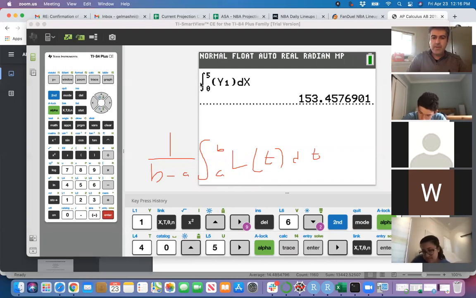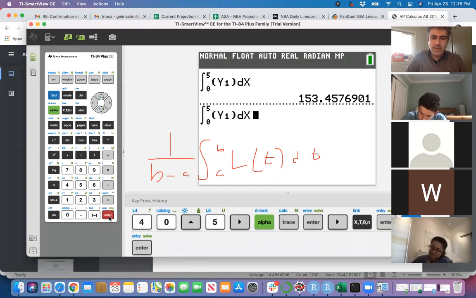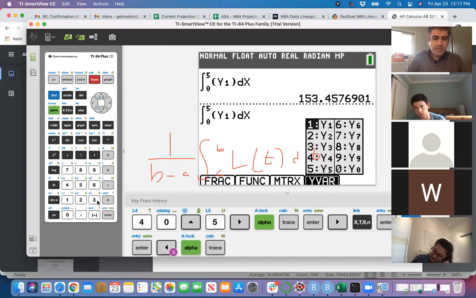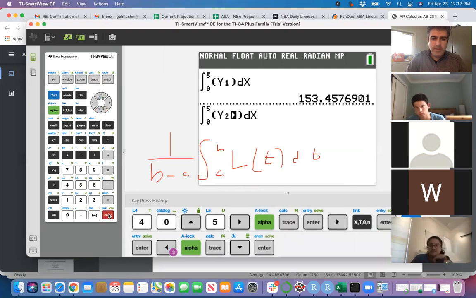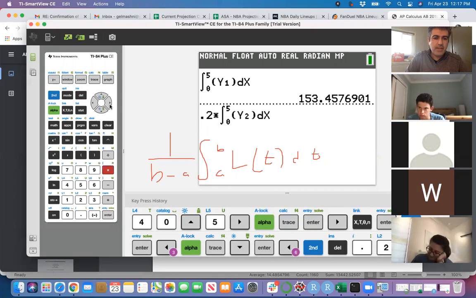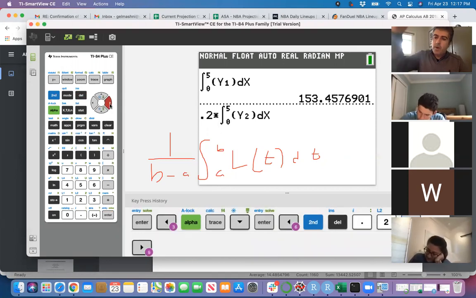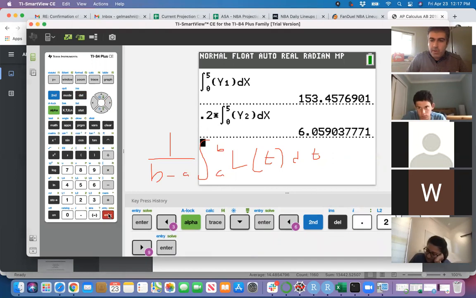Then you have to use a calculator to evaluate. Now, the beauty here is that if I press second, enter, it repeats my most previous entry. All I have to do is go back here and switch to Y2. Alpha, trace, option 2. And of course, I still have to multiply by 1/5, so maybe I'll insert 0.2 times that. Because remember, you have to do 1 over b minus a, so that's 1/5 times the integral. And so I get 6.059.